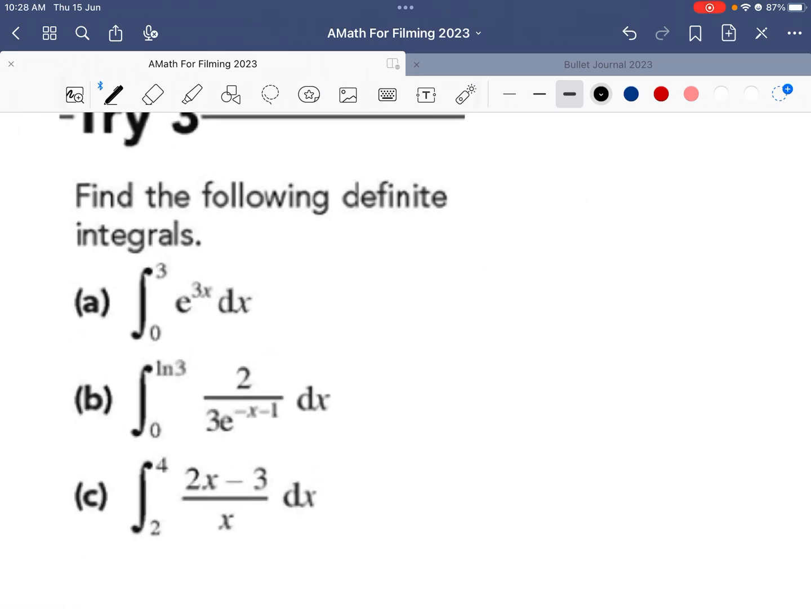Okay, your turn to try 3a, 3b, and 3c. Please pause the video and give this a shot. If everything is okay, you can unpause the video and I'll go through the answers.